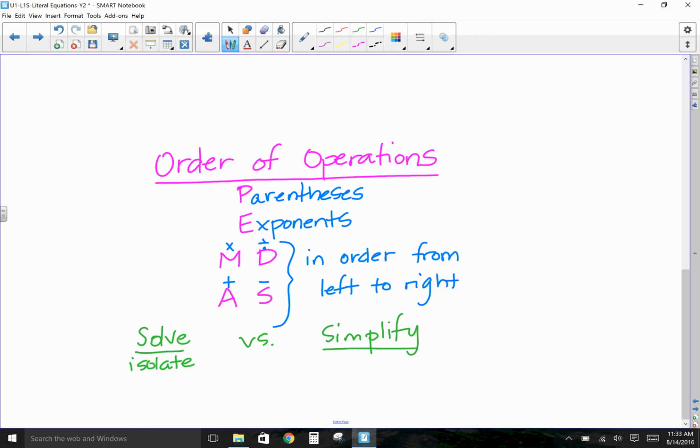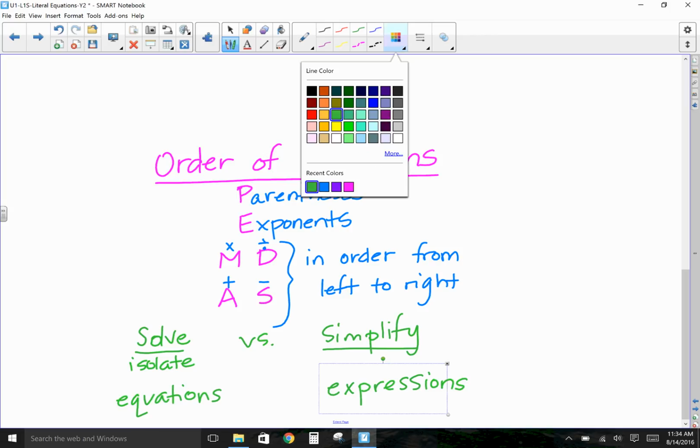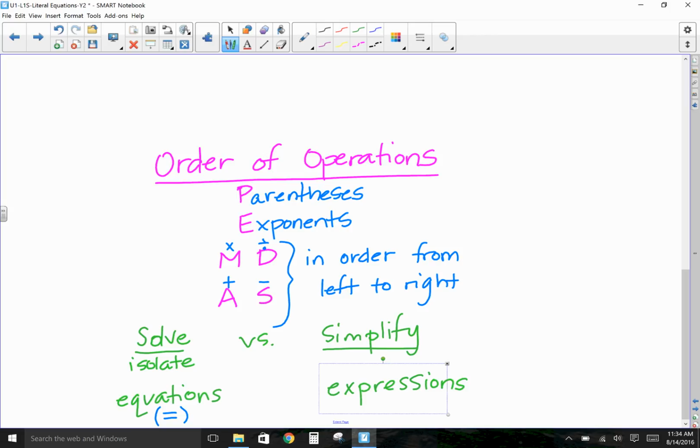So the thing that you want to remember is that we solve equations and we simplify expressions. Okay? What's the difference between these? An equation is two expressions that have been set equal to each other. An expression has no equal sign, an equation does.